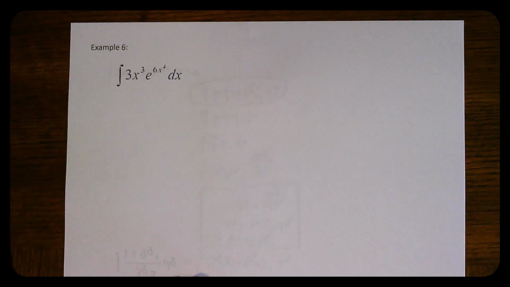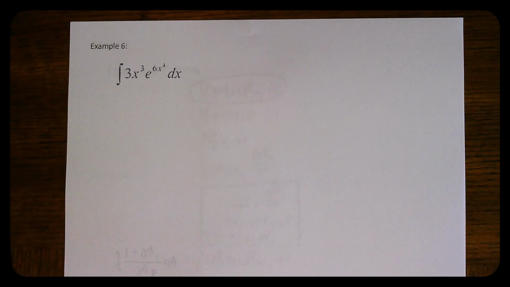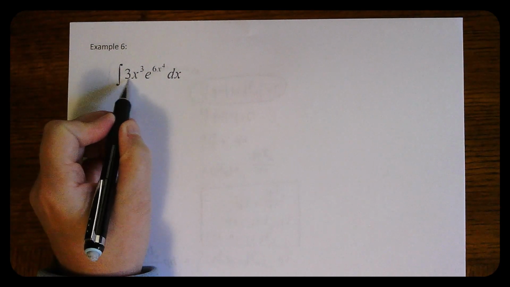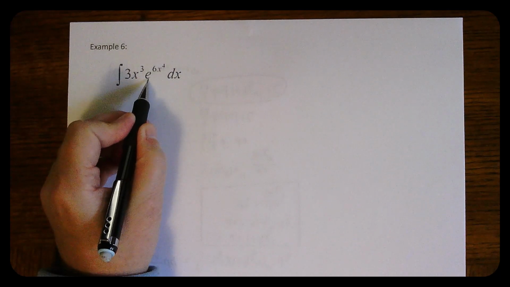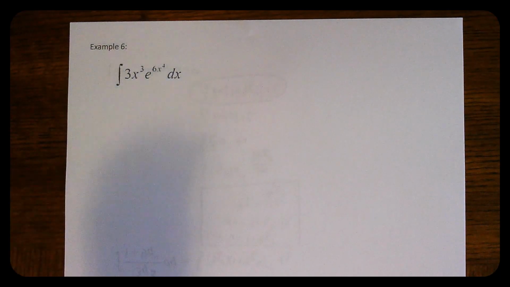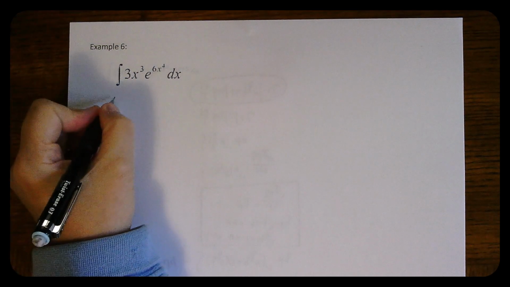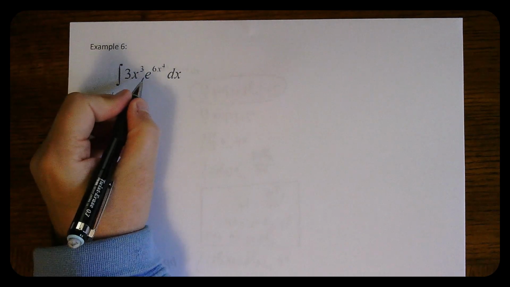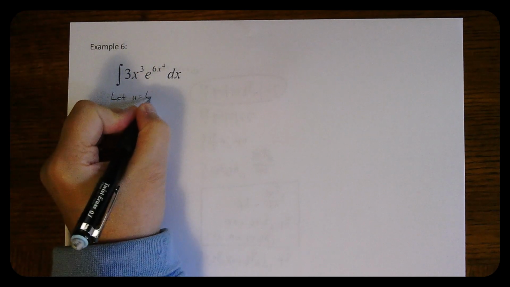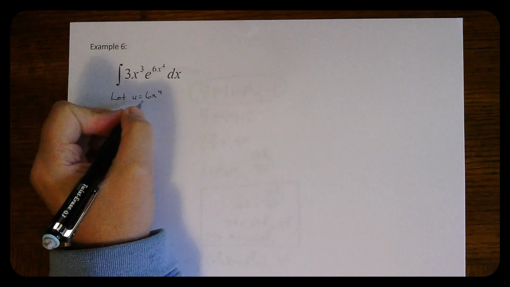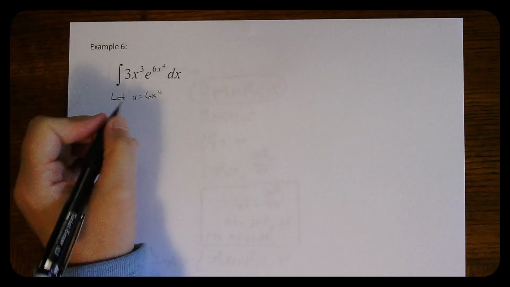Okay, now we have a new type, and these are e functions. So if you have a product, 3x cubed, times an e function to the 6x to the 4th, there is just a little tweak we need to make. We're going to let u equal not the whole e function, but just the power, and you'll see why in just a second. So we're going to let u equal 6x to the 4th, and then the rest of it is the same.